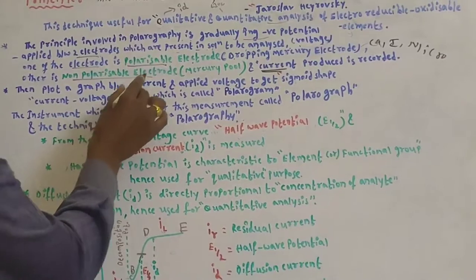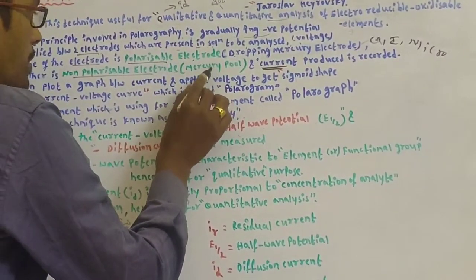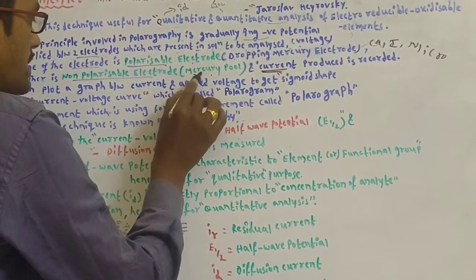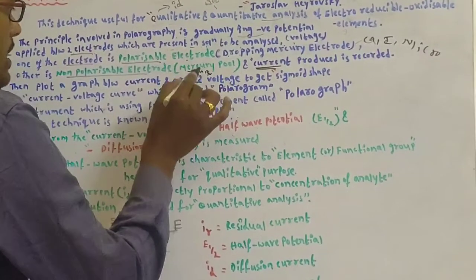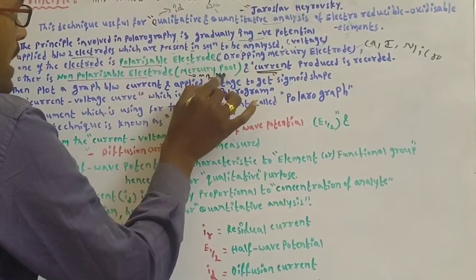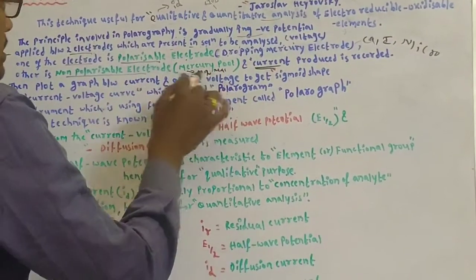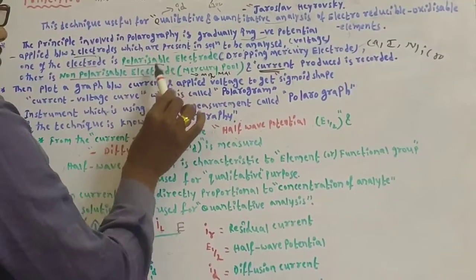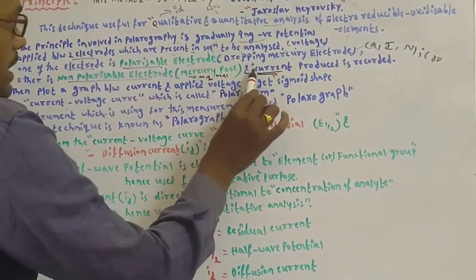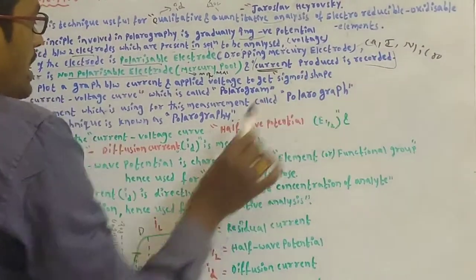Then the other is the non-polarizable electrode, which is pure mercury. It acts as an anode and is known as the reference electrode, and it is also known as the macro electrode. Here a negative potential is applied between these two electrodes which are present in the solution, and the current produced in the solution is recorded.